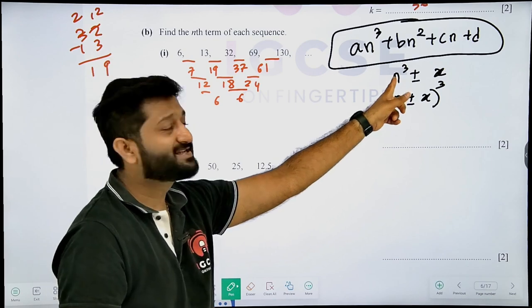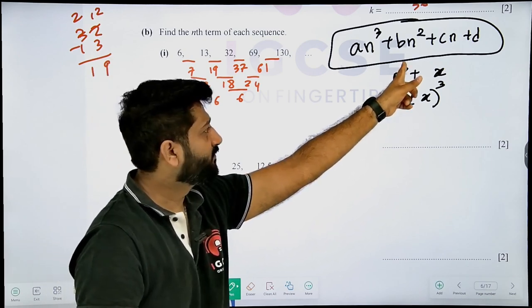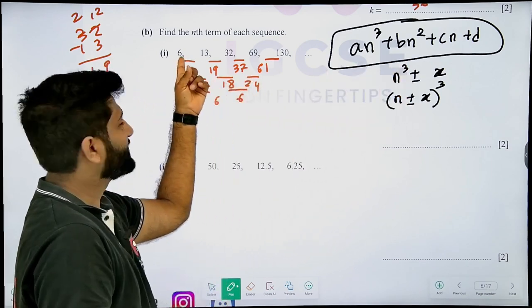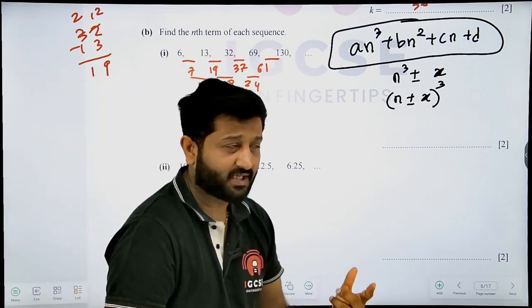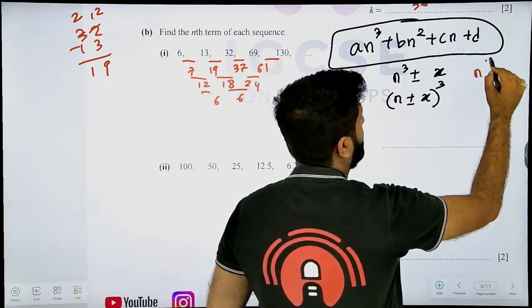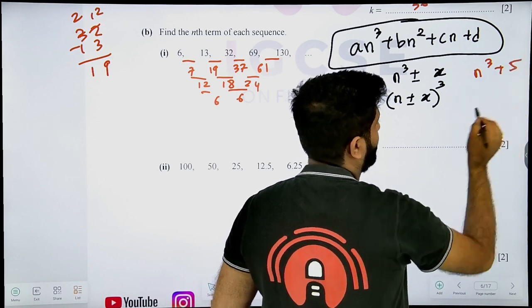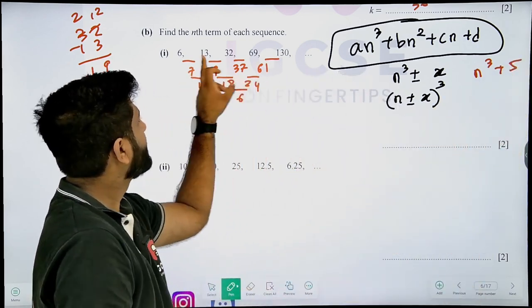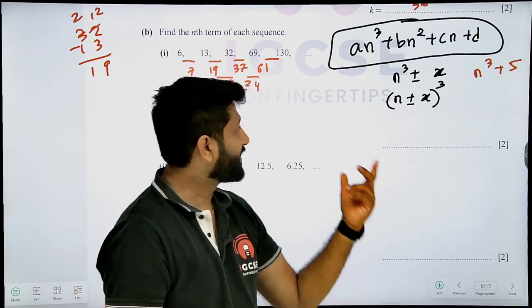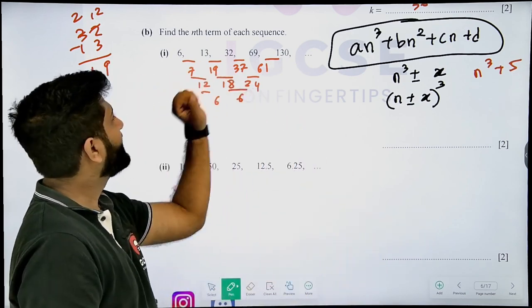So let's say when n is 1, I have 1 cube. Now what is the first term over here, which is 6? How did I get 6? If I do 1 cube plus 5, I'll get my answer as 6. Agreed? Okay. Now the second term is 13.